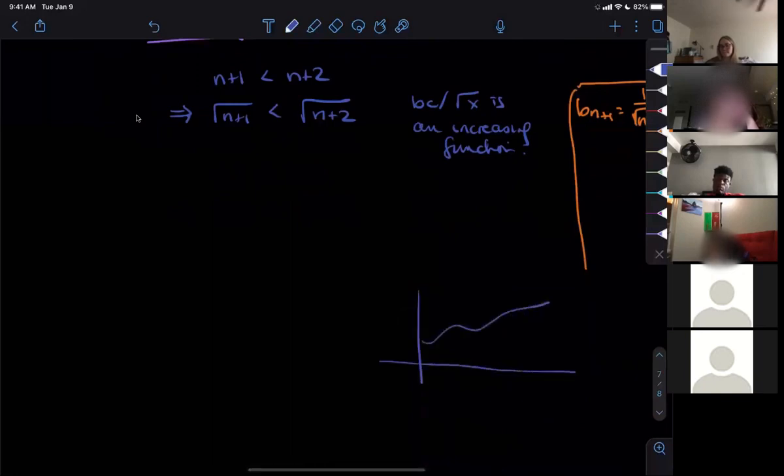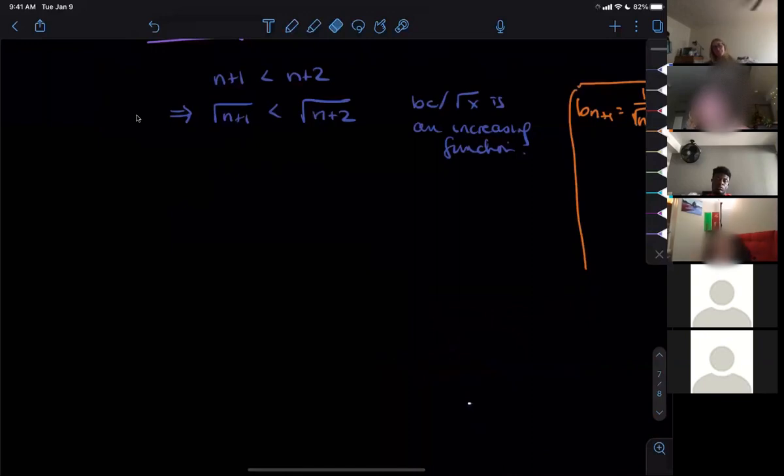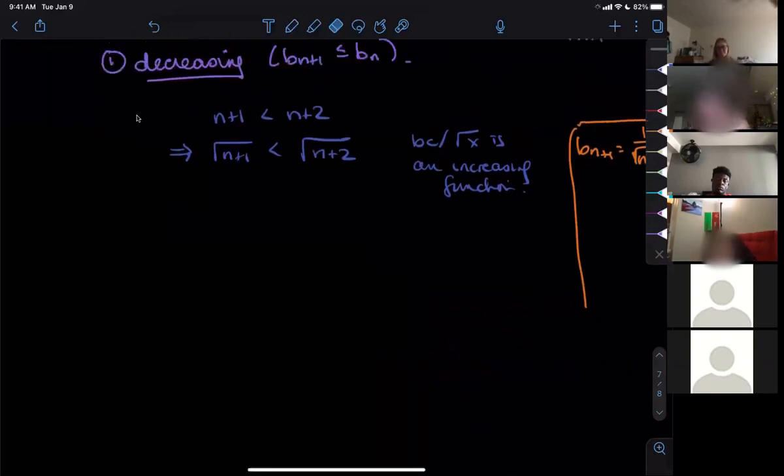And if you remember the definition of increasing function, the definition was if m is less than n, then f of m is less than f of n. Do you remember that definition from like a million years ago, before you were taking derivatives in calculus? Okay, so that's why it works, because it's an increasing function. If you had a function that wasn't increasing, then you wouldn't be able to do this thing that we just did.